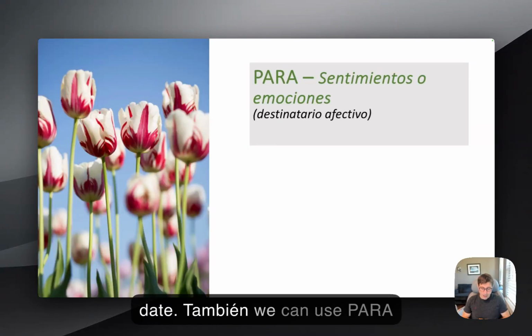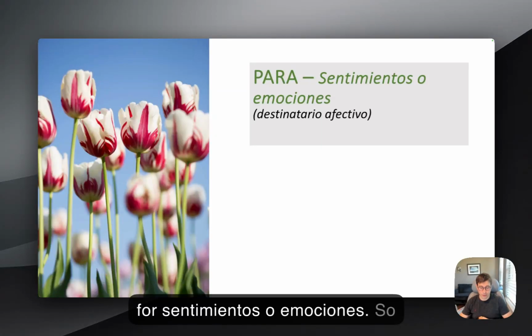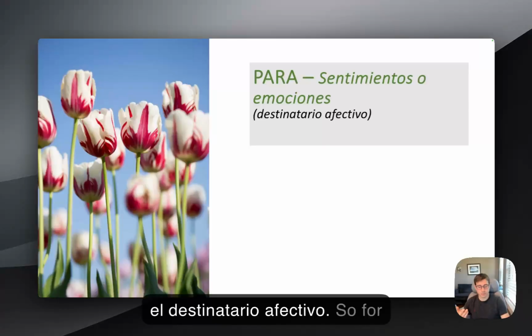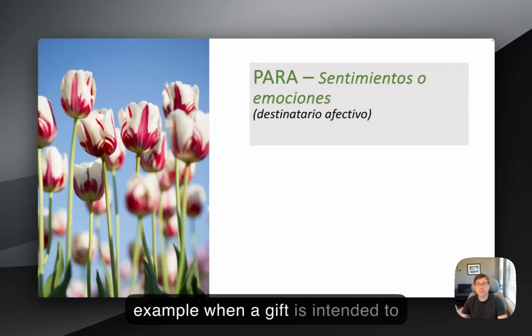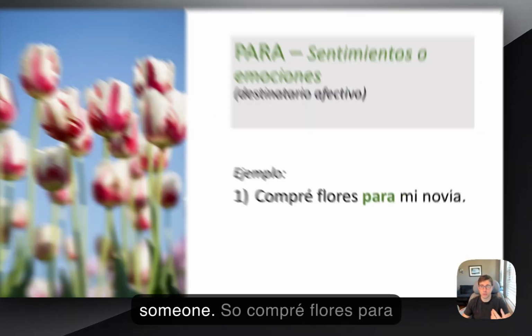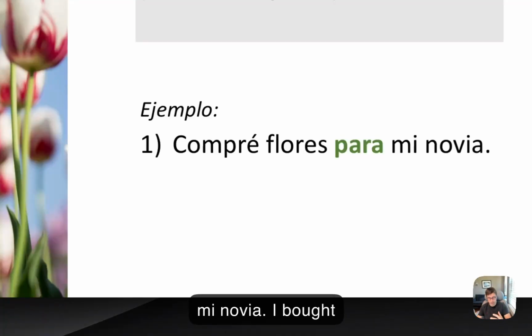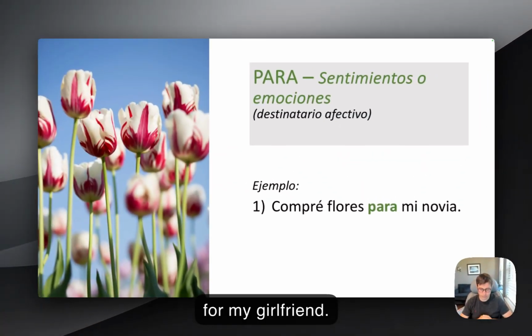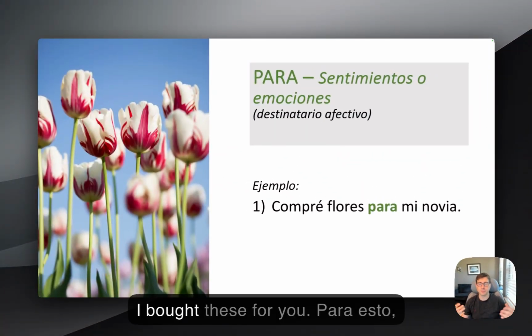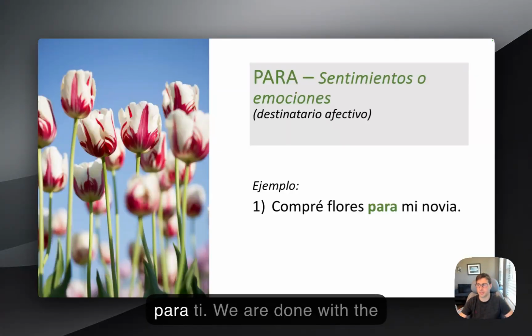También we can use para for sentimientos o emociones. So el destinatario afectivo. For example, when a gift is intended for someone. Compré flores para mi novia. I bought flowers for my girlfriend. Or I bought this for you. Compré esto para ti, for you.